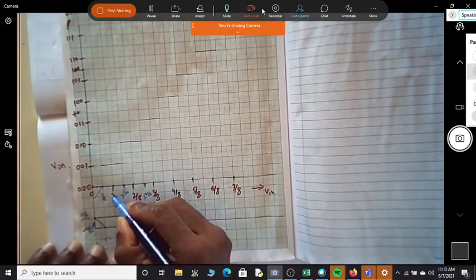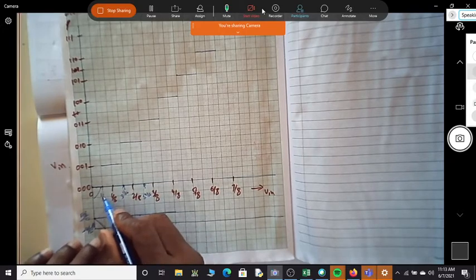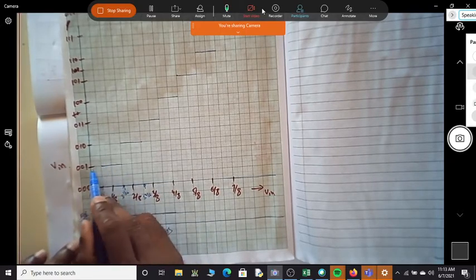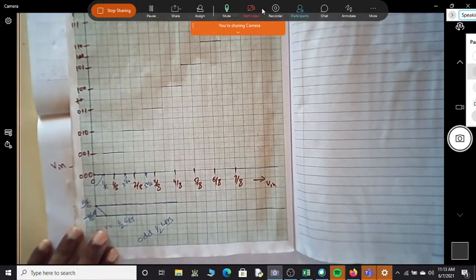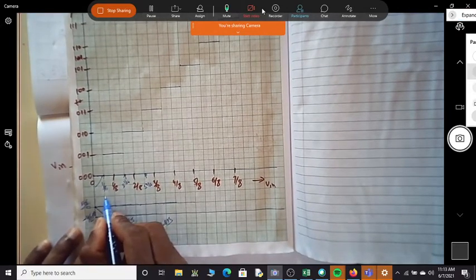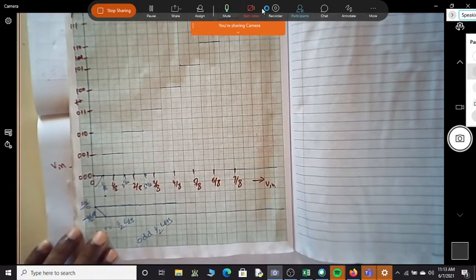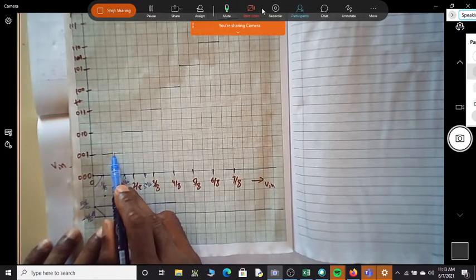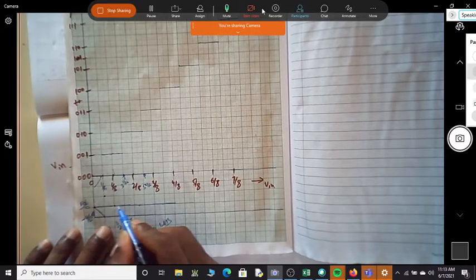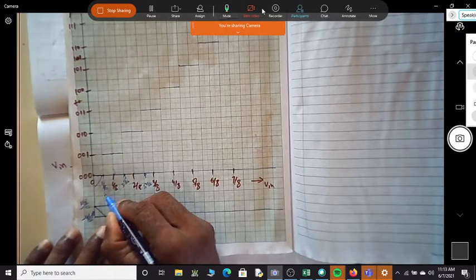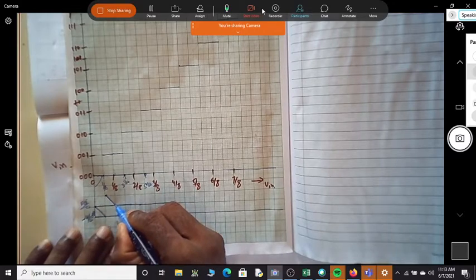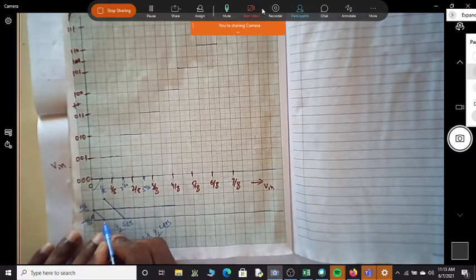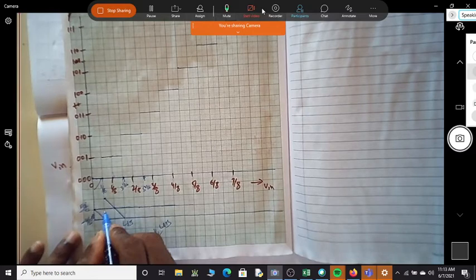If the input is slightly more than 1 by 16, are you treating it as 001? Yes, so we are overestimating it by half LSB. Then again, if the input voltage is 1 by 8, what is the output here? It is exactly 001. There is no error. So that's why the error will reduce and it continues like that. Here, this is your transition.